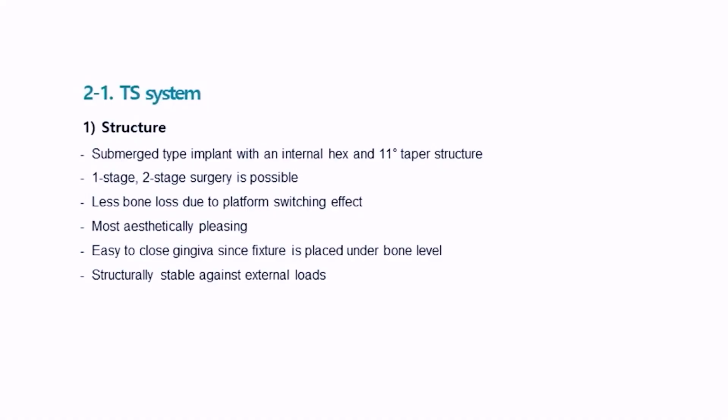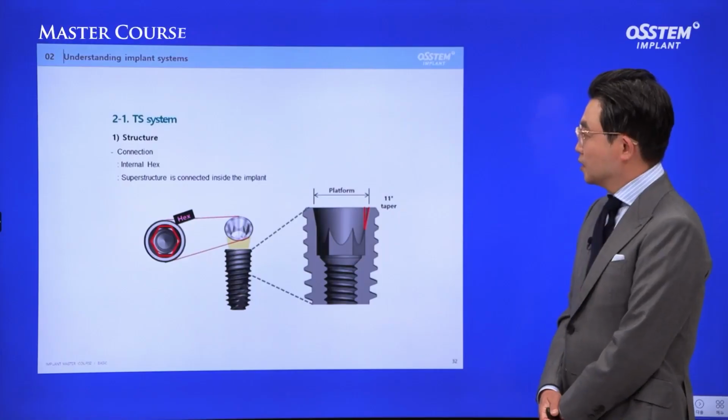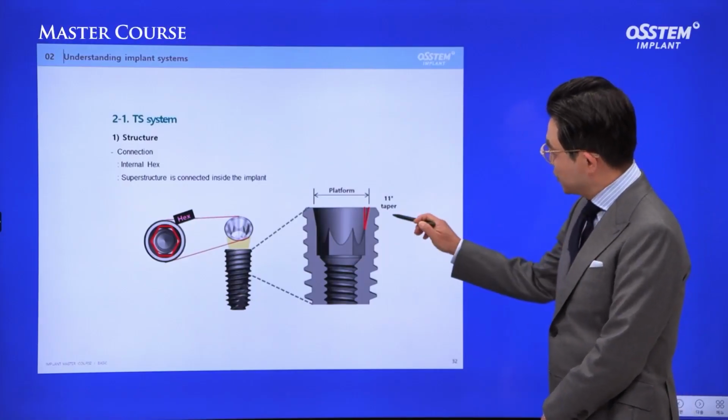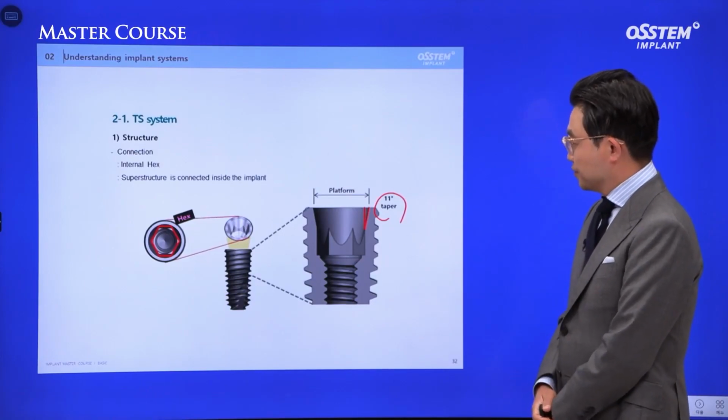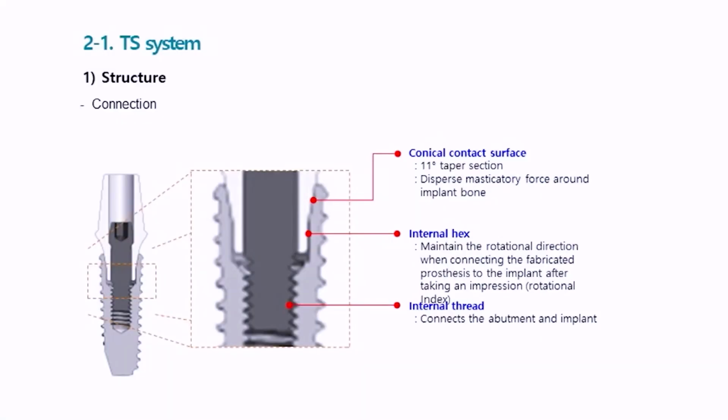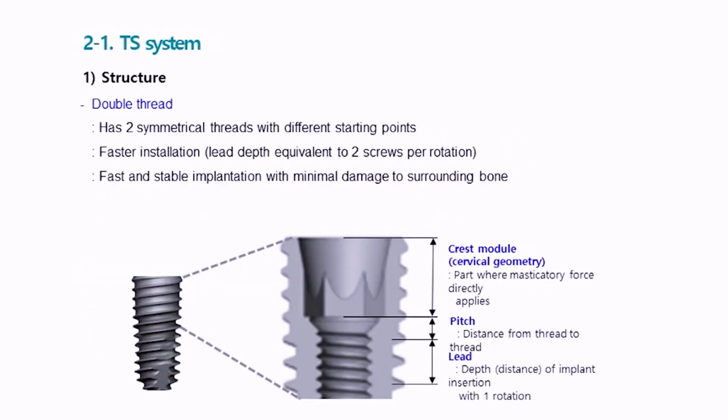First, the TS implant is the one that is most popular and it can be used for all cases. It can do one-stage as well as two-stage surgeries, and there is clinical convenience, and that's why it has become the most popular one. The TS system has 11 degrees of tapering, and the abutment and the implant are connected as conical sealing, and it has double thread.